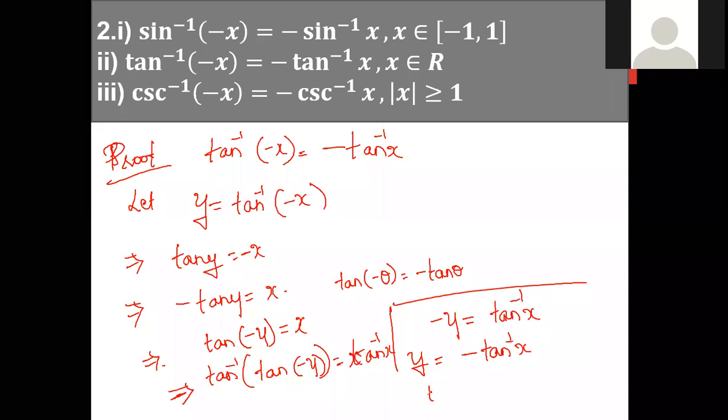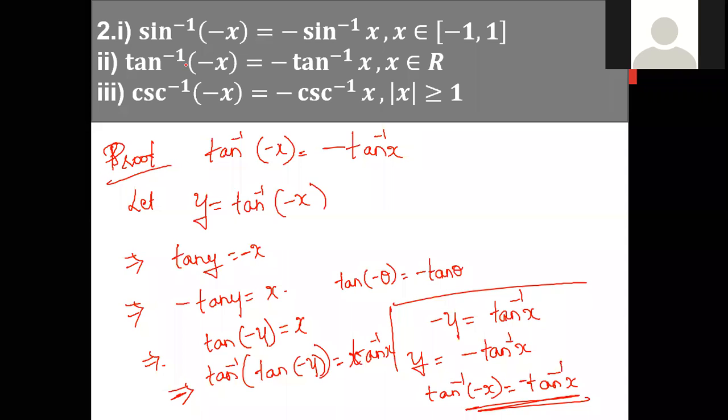But what was y? y was tan inverse of minus x. Hence we have proved this property. Okay, those who have got the answer, good. So you can try the third one as a homework question. Okay, fine. So we'll move on.